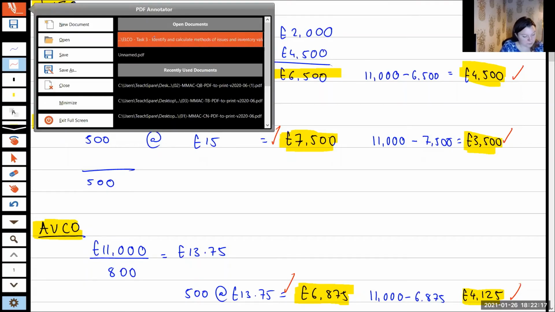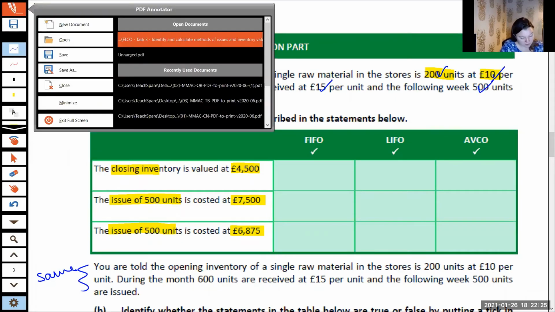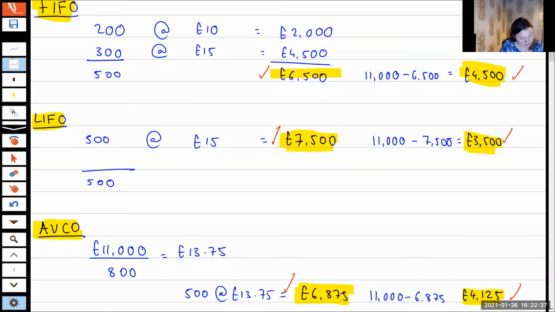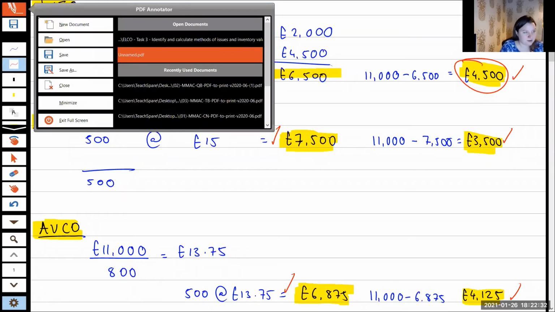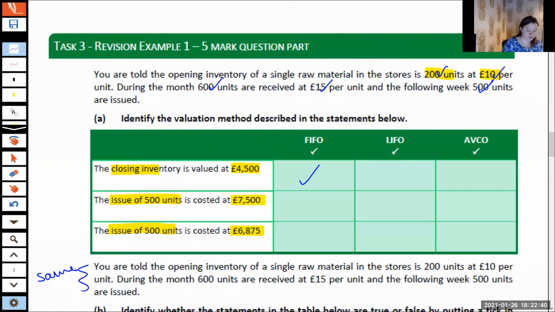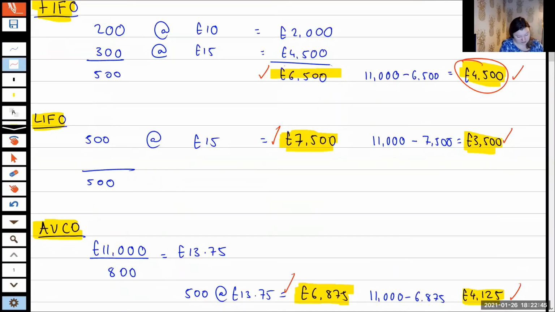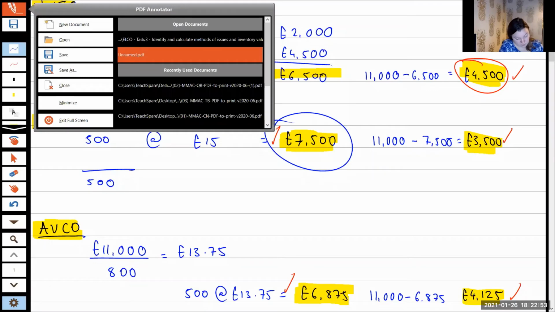So the first question we had then, identify the valuation method described in the statement below. The closing inventory is valued at 4,500. Well, we can see that was FIFO. So I can just go and tick FIFO for that question. Next one says the issue of 500 units is costed at £7,500. Well, flicking over to my workings, I can see the cost of issue of 7,500 is LIFO. So I can just go and tick LIFO for that answer.